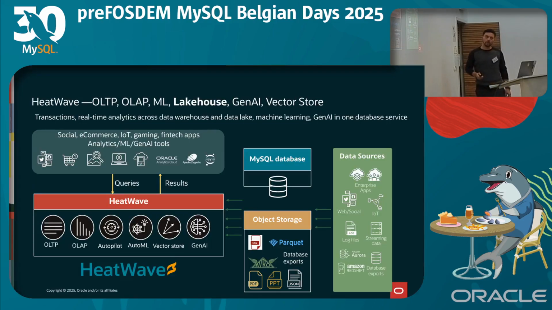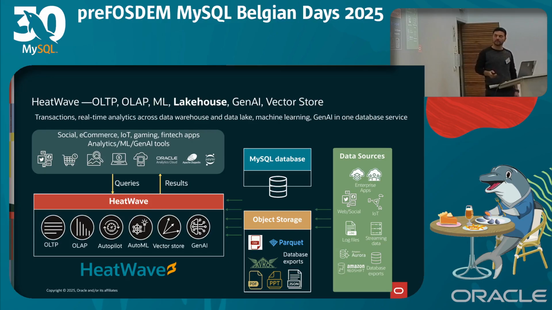So what does the overall HeatWave ecosystem look like? Basically, HeatWave is one single database, one single system for OLTP, thanks to MySQL capabilities, OLAP, thanks to the talk which I gave earlier today, and then machine learning and Lakehouse. In addition, we have new features around vector store and GenAI, which will be another talk. Your colleague will be speaking about it. So in this talk, I'll focus on the Lakehouse part.